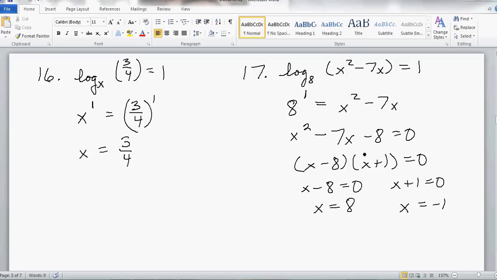So very quickly, if I plug in an 8 here, 8 squared is 64. 64 minus 56 is 8. That one works out okay. Let's try negative 1. Negative 1 squared is 1, minus 7 times negative 1 is a positive 7. So 1 plus 7 is 8. So the domains aren't violated here. So the answer would be x equals 8 or x equals negative 1.